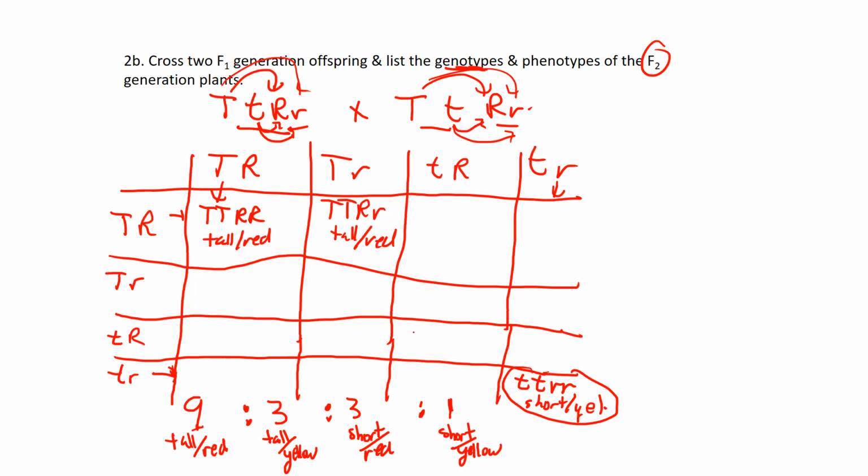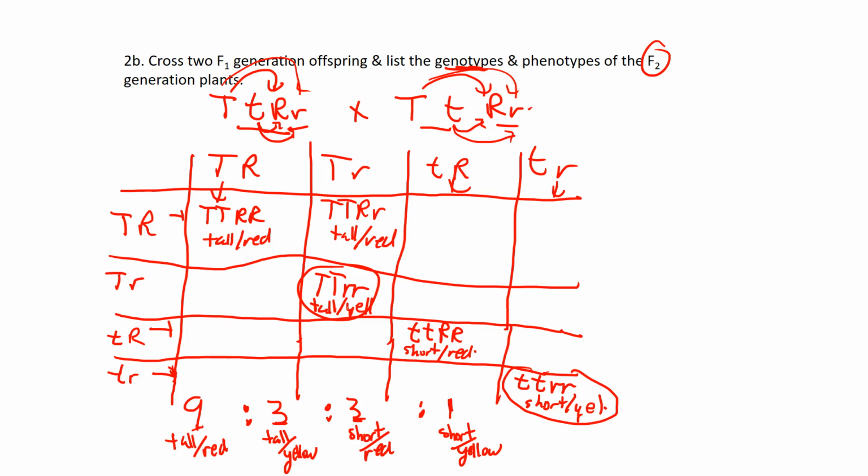Just do a couple other ones here. Let's do this one, little t, big R, little r, or big R, big R. That one is going to be short and red. And if you did the whole boxes, you'll see that you're going to end up with 3 of those, right? And how about this one? Big T, little r, little r. That's going to be tall and yellow. And if you counted all those up, you should end up with 3 of those. Now, I won't do all the boxes, but that's essentially how you do it.